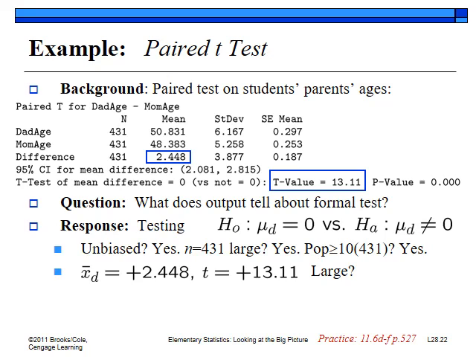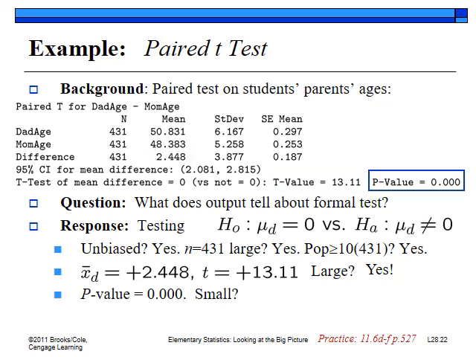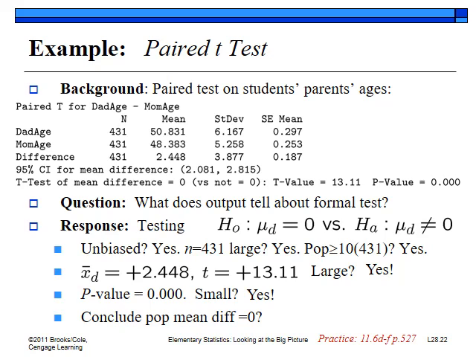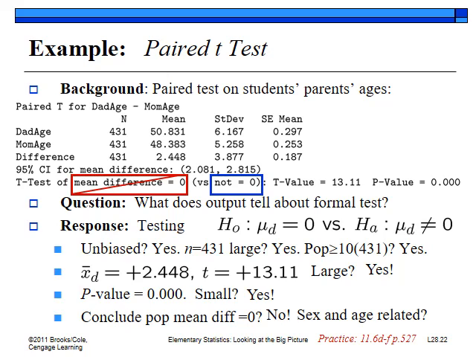The sample mean is 2.448, so our t-value we would compute as 13.11. Is that large? Oh yeah, that's really big. Our p-value is essentially 0 to 3 decimal places. Is that small? That's about as small as you can get. So can we conclude that the population mean difference is 0? That's the null hypothesis. Absolutely not. We're going to reject the null hypothesis. So the answer to our question, are sex and age related? Definitely.